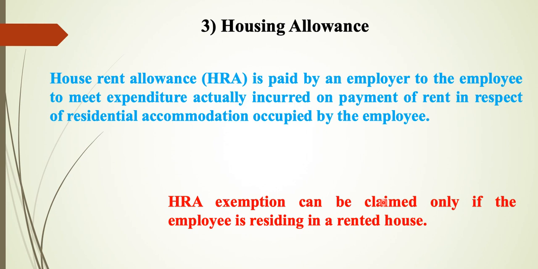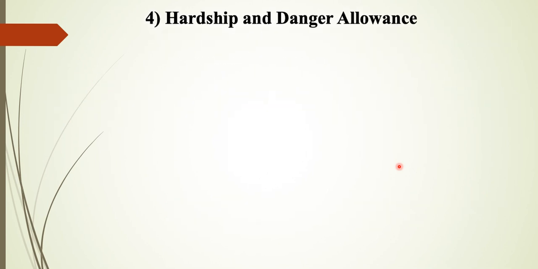Then HRA exemption can be claimed only if the employee is residing in a rented house. So an employee can claim HRA exemption if the employee is residing in a rented house. Fine. Then we have hardship and danger allowances.